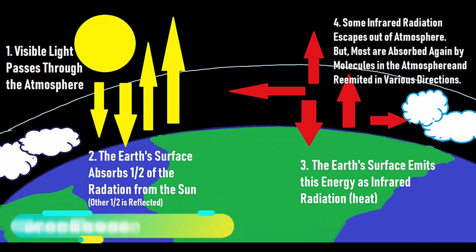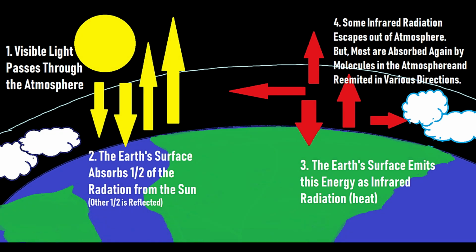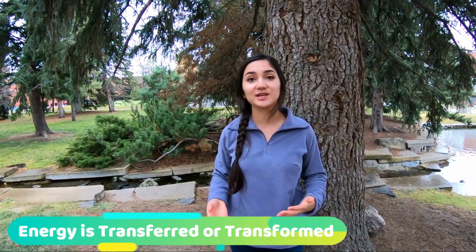We are going to go over 4 different steps. The first step is the sun emits energy as electromagnetic radiation towards our planet. Visible light is one of the 7 types of electromagnetic radiation, and this type, visible light, can easily pass through our atmosphere. The thing about energy is that there are different forms, and these different forms can change.